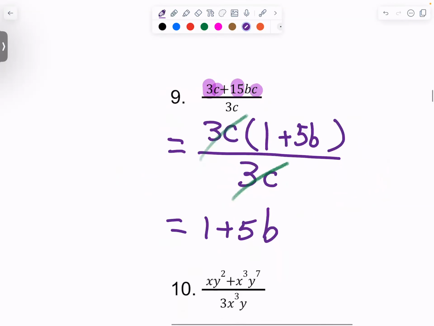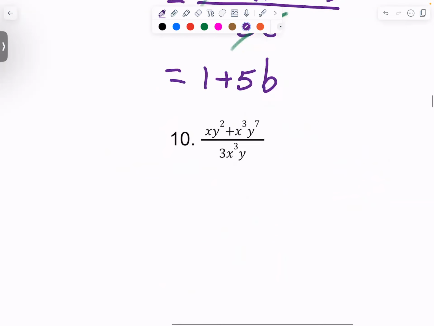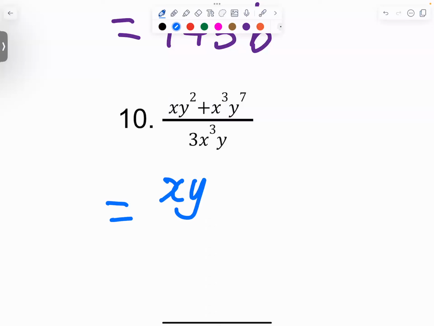So 3c and 3c canceled out. So only 1 plus 5b is left. Okay. Now next one. Let's see, for the upside, do both of them have x? Yes. Do both of them have y's? Yes. Now, how many x do they have at least? At least 1. How many y's do they have at least? 2. So when you take out the common, you take out x, y squared.